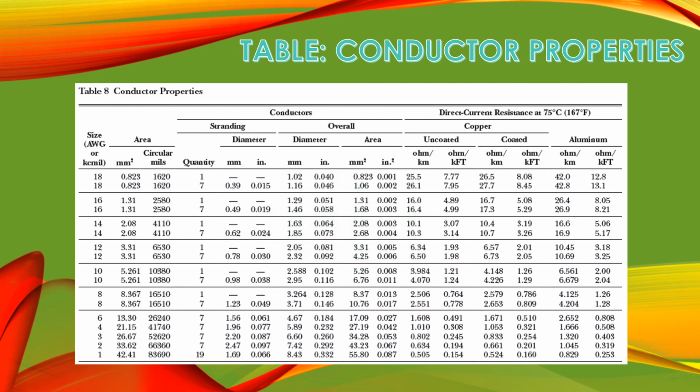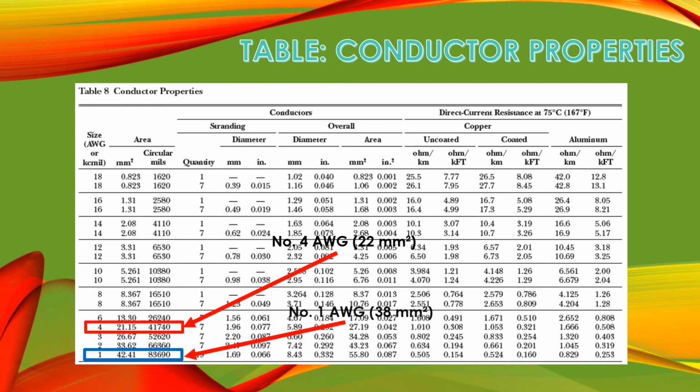Now, see here in the conductor properties, this number 4 is 41,740. This is the size of the conductor, 4 American wire gauge, 22 mm squared. Now we increased it to 38 mm squared or number 1 American wire gauge. See here, the circular mils is 83,000. The next lower one is 66,000, which is far less than 73,000. So we cannot use that. We have to use the higher value. Okay.